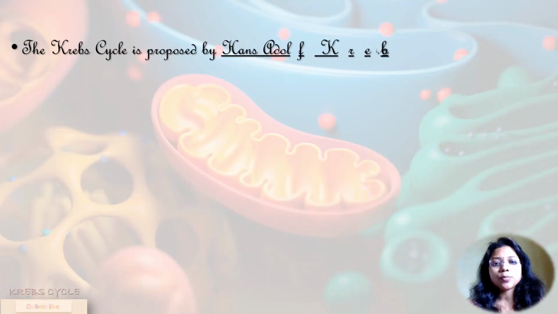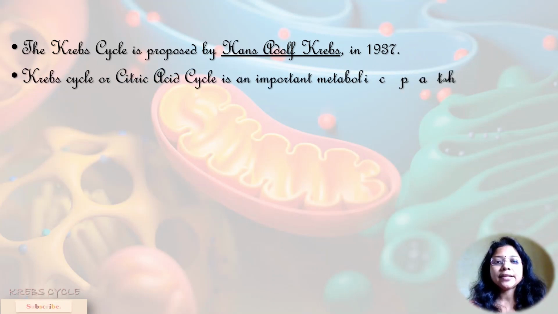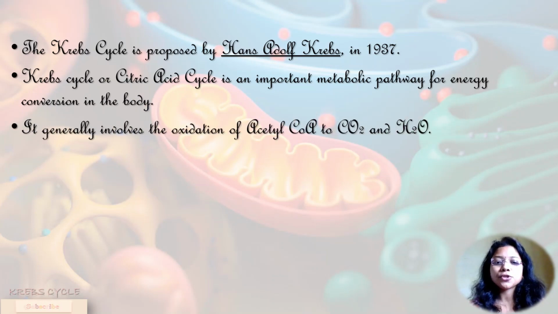The Krebs cycle was proposed by Hans Adolf Krebs in 1937. It is an important metabolic pathway for energy conversion in the body. It generally involves the oxidation of acetyl coenzyme A to carbon dioxide and water.